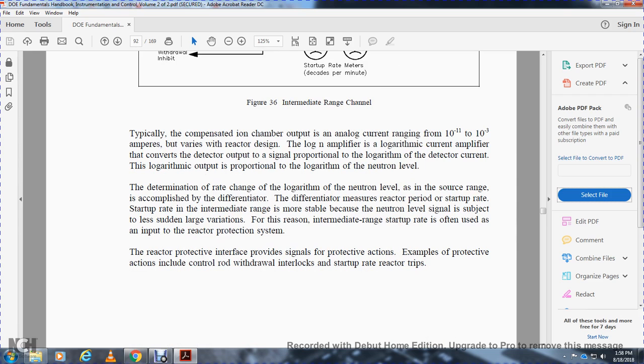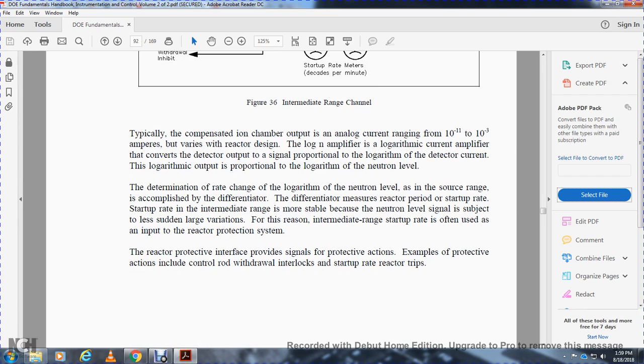A typical compensated ion chamber has an analog current output ranging from 10 to the negative 11 to 10 to the negative 3 amps, with amplitude varying for the reactor design. The logarithmic amplifier, or log n amplifier, converts the detector current to an output signal proportional to the logarithm of the detector current, which is proportional to the logarithmic neutron level.